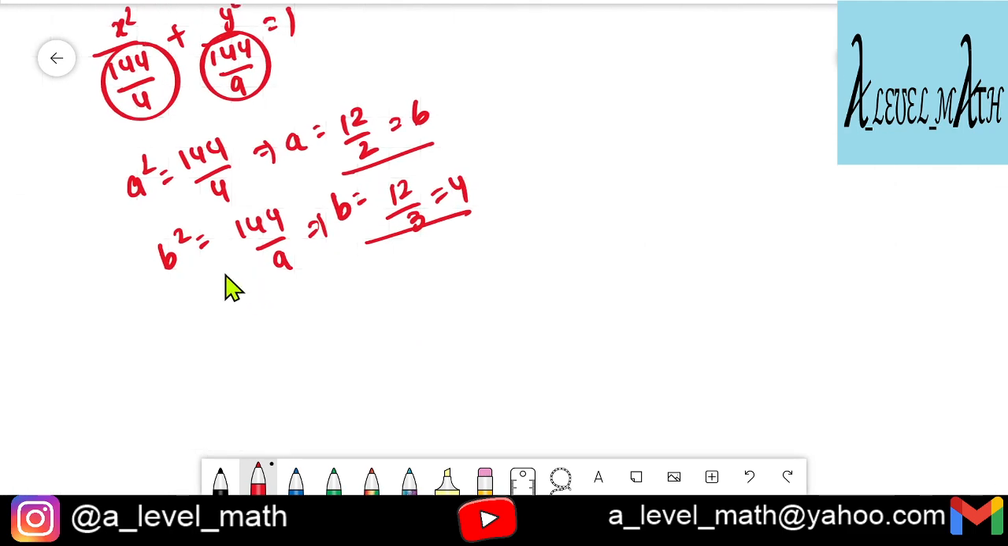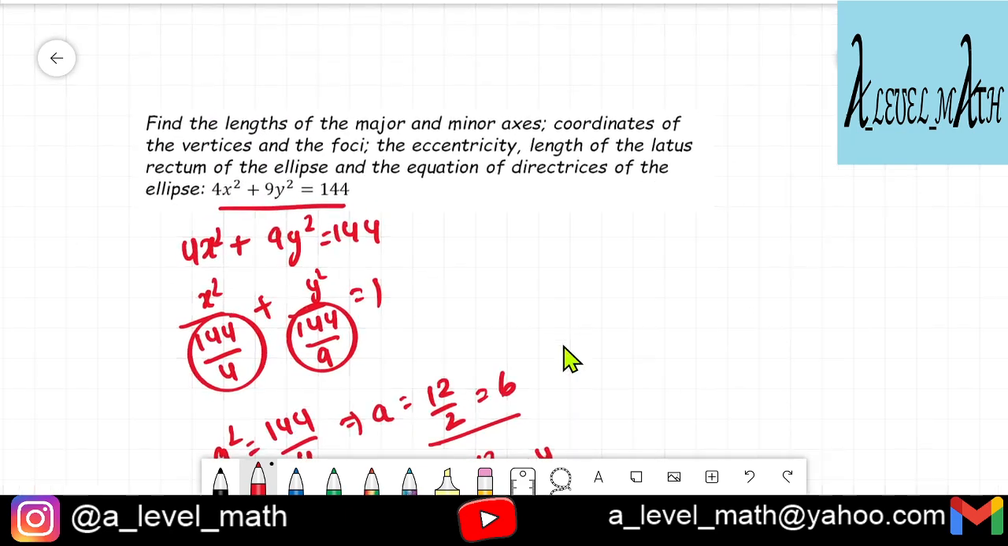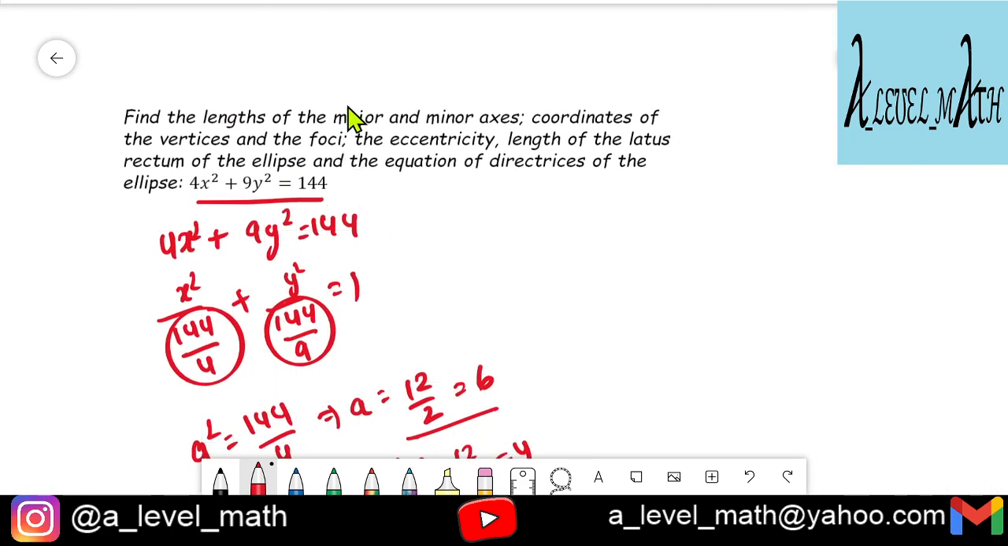Alright guys, so I have got the value of a and b, and I can quickly use these values to find out e square using my formula. B square is equal to a square into 1 minus e square. I leave this to you as an exercise to find out the value of e. And let me quickly tell you what to do next when you have all these values. So you have a, you have b, you have e. Now what you need to do, you have to find out the lengths of the major and minor axis.